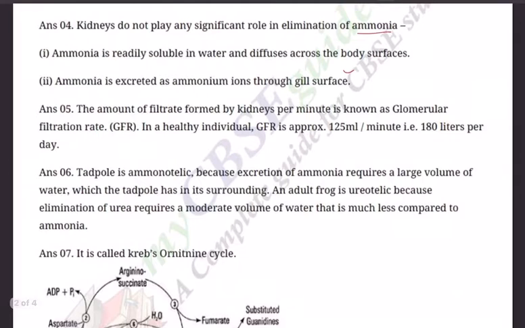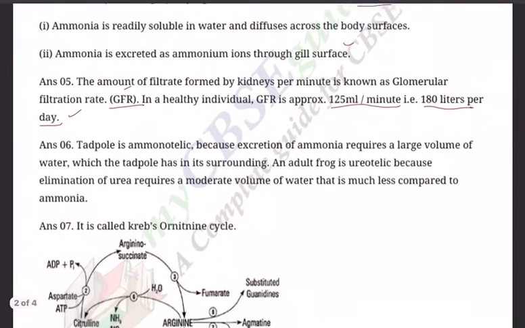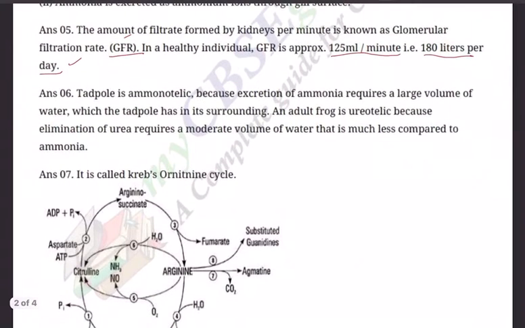Question 5. The amount of filtrate formed by the kidneys per minute is known as GFR, glomerular filtration rate. In a healthy individual, GFR is approximately, this is important, 125 ml per minute. That is 180 liters per day. Look at that. What a great performance of duty.